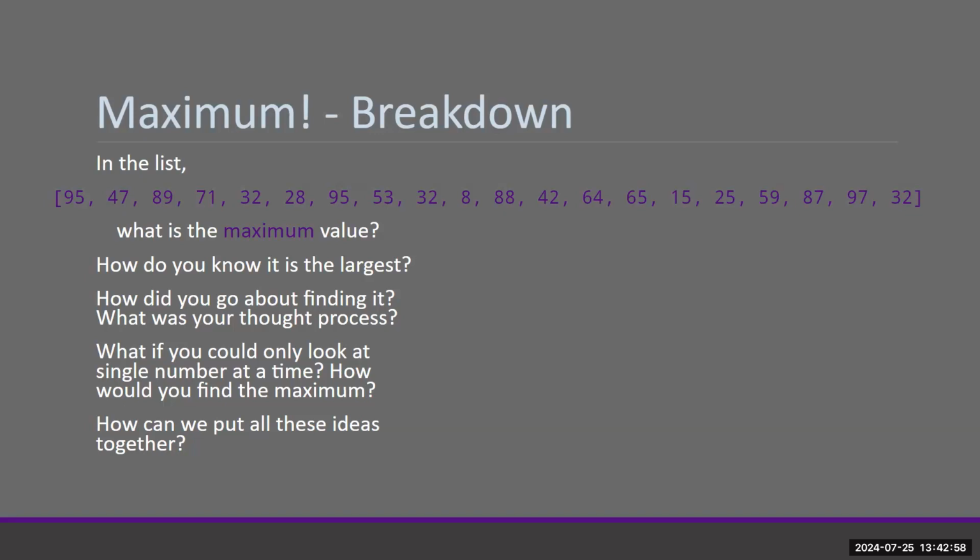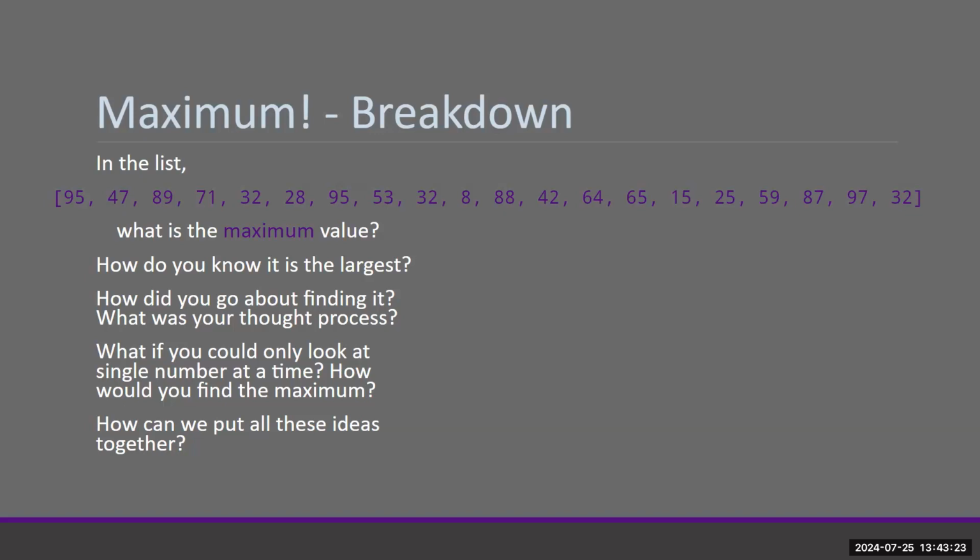Yeah, 97 near the end. So 97, I think, is the biggest one. It's the biggest I saw. So if you can only look at a single number at a time, how would you find the maximum? The answer is it's actually almost exactly like what I just did there. It's just that you can only look at one number at a time.